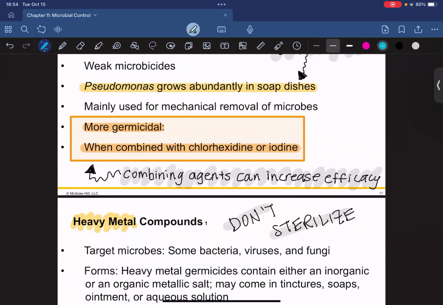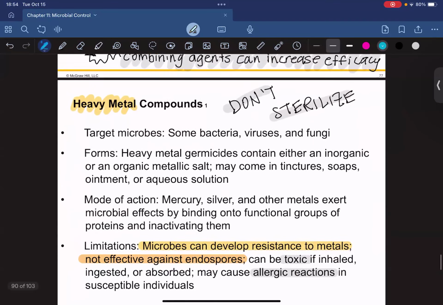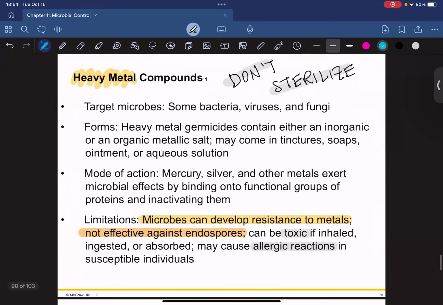But if we combine this, which helps weaken the membranes and mechanically removes, with something like a phenol or even iodine, that's usually what you're going to see when you have a chlorhexidine prep. It's going to have something else behind it that's helping, or like Hibiclens. We have that detergent in there to help it.